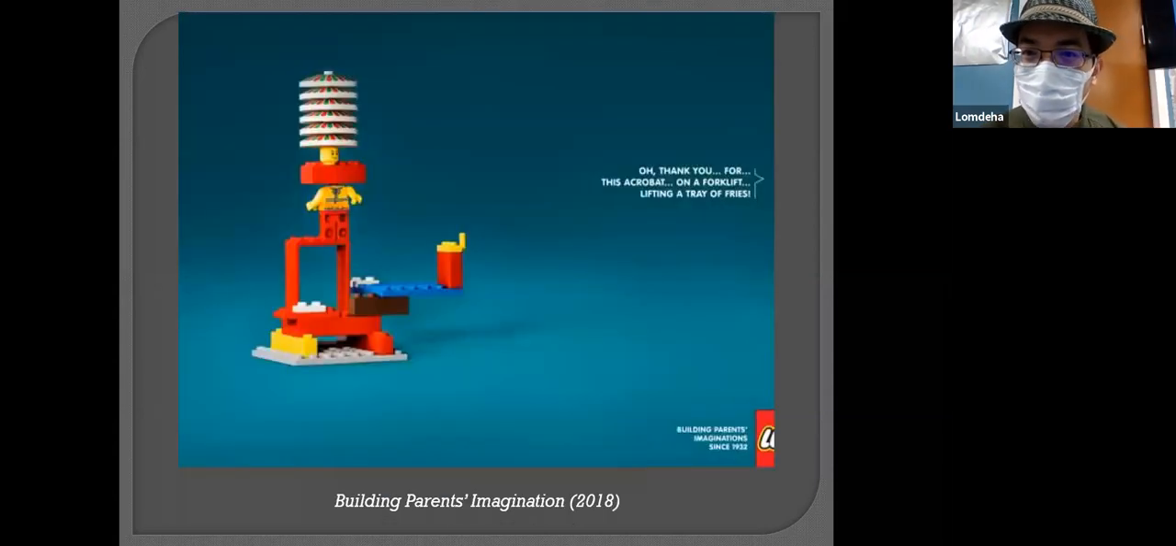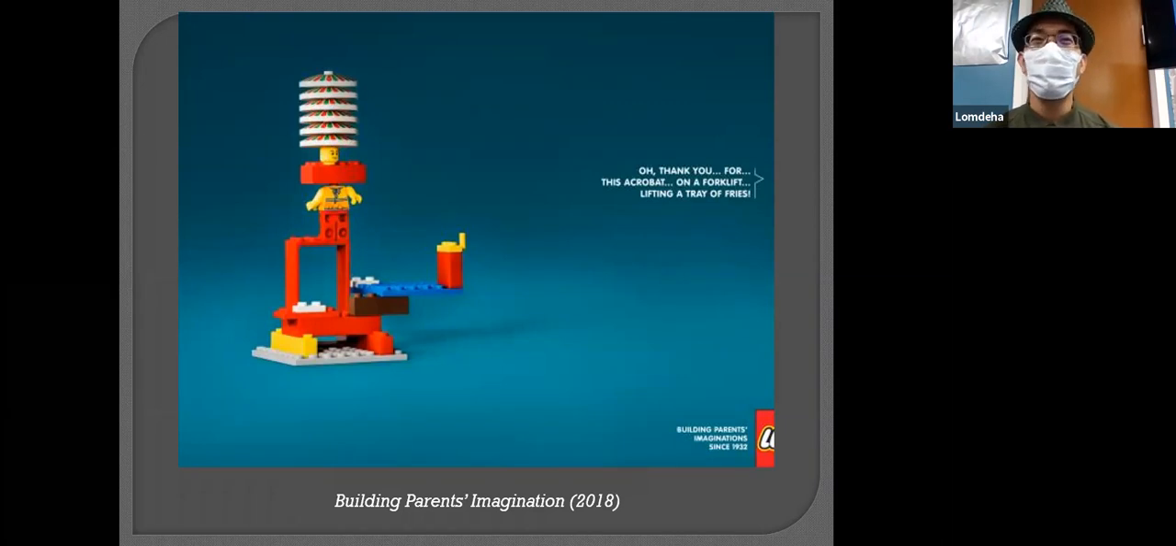It says, "Thank you for this acrobat on a forklift lifting a tray of French fries." Okay. Now, this is very different than all the other Lego creations we've seen, right? How would you describe the difference between this and the others? Building parents' imagination. This is what kids will actually do, right?